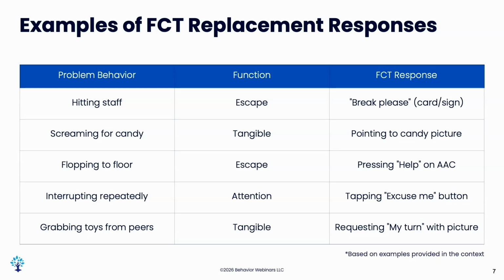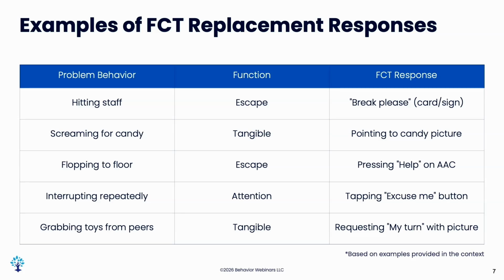Interrupting repeatedly, so they continually interrupt, that's clearly for attention. Tapping the excuse me button to get somebody's attention. Grabbing toys from peers, that's clearly access to a tangible. Sometimes with behaviors, you don't need to do much of an FBA to know what the function is, even though grabbing toys from peers can also be attention. Requesting my turn with a picture, so they point to a picture, my turn, so that they can get access to that tangible.